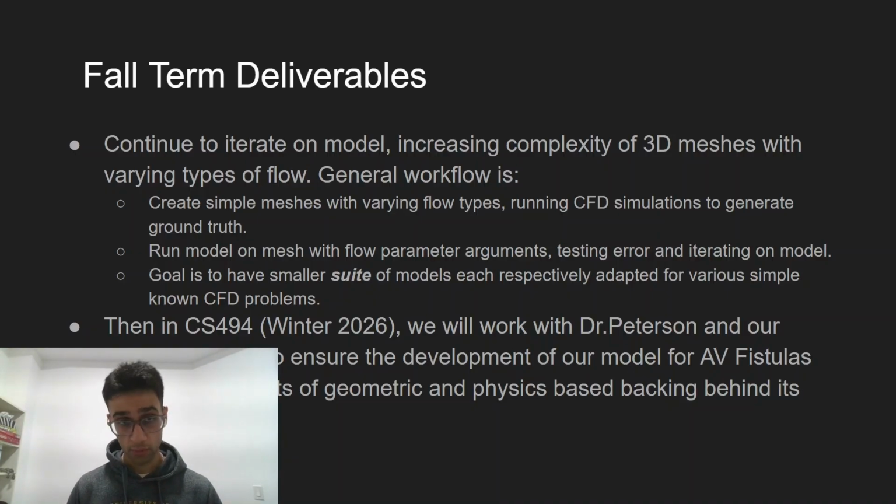Our general workflow will be to: A. Create simple meshes with varying flow types, running CFD simulations to generate ground truth. B. Run the model on the mesh with flow parameter arguments, testing error and iterating on the model. And the goal, as I said before, is to have a smaller suite of models, each respectively adapted for various well-known CFD problems. Once we've done that, hopefully by January 2026, we will work with Dr. Pearson and our clinical partners to ensure the development of our model for AV fish loss and that has equal amounts of geometric and physics-based backing behind its predictions.